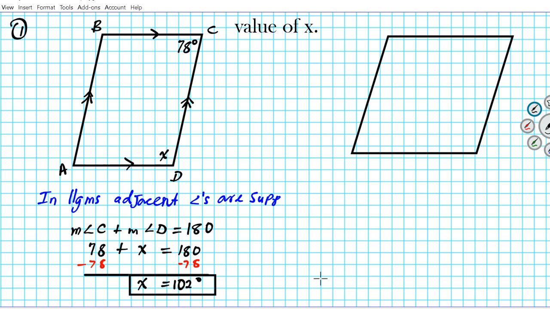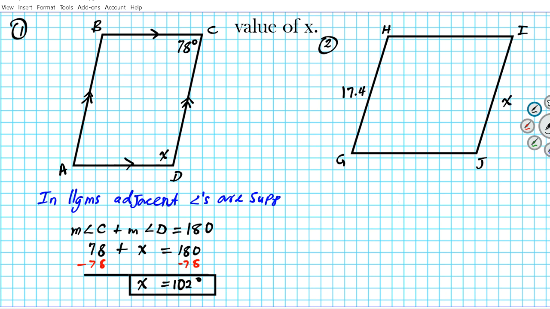Let's take a look at question number 2. We're going to be working with sides here. So let's say we have parallelogram GHIJ for number 2. And let's say this side right here, side GH, is 17.4, and side IJ is x. So what's the value of x?